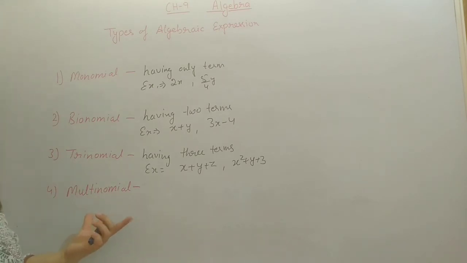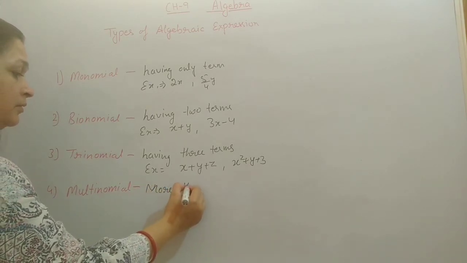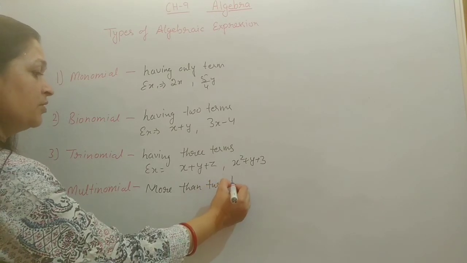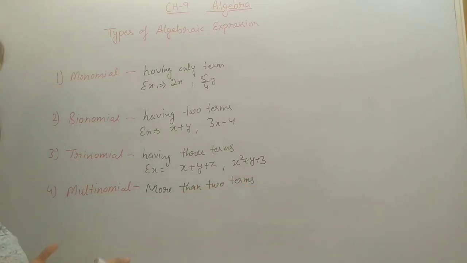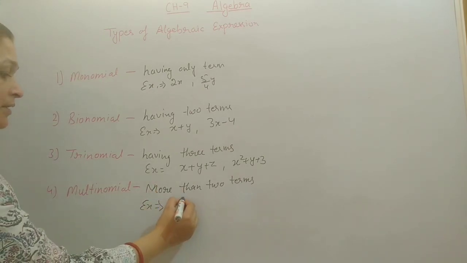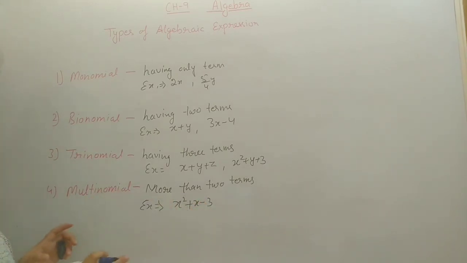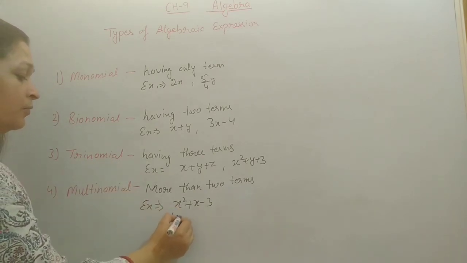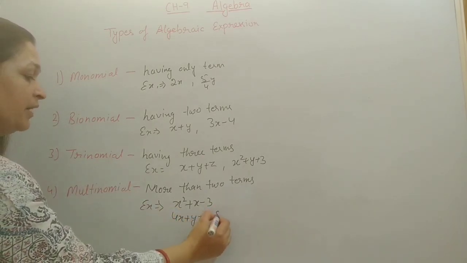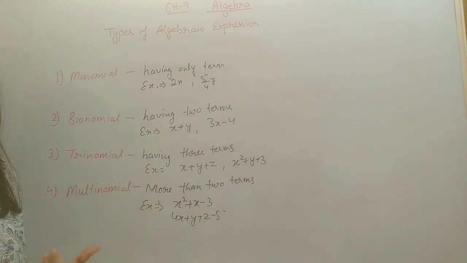Then next is multinomial. If we have more than 2 terms, then we will call it a multinomial algebraic expression. So trinomial also we can call multinomial. All the trinomials and expressions having 4 terms, 5 terms will come under this. So x square plus x minus 3, 3 terms are there. It will come under multinomial also, trinomial also. Or 4x plus y plus z minus 5. You can see here 4 terms are there. So it will come under multinomial.